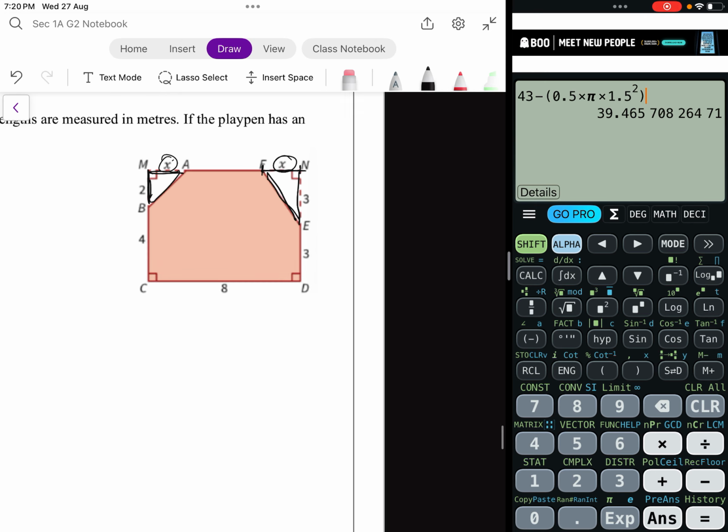First of all, you know that this is a rectangle, right?